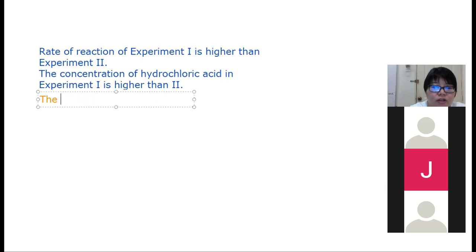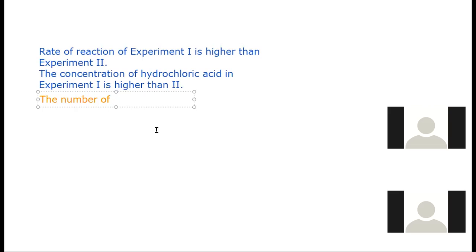Okay, what particles is it? What particles from the hydrochloric acid which took part in the reaction? Anyone? Hydrogen ion. Yes, the number of hydrogen ion. Don't forget the word per unit volume. In experiment 1 is higher than experiment 2.